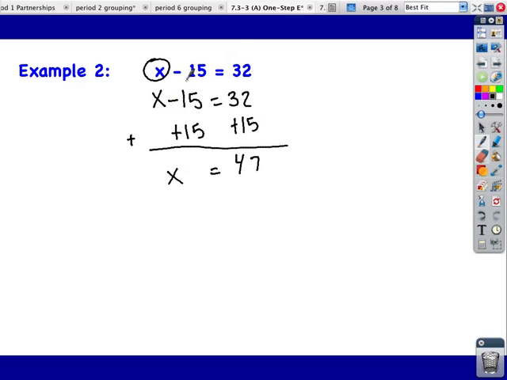So again, we did the opposite. It was subtract 15, so we added 15 to both sides. Remember, whatever you do to one side to get x by itself, you have to also do to the other side, because an equation is like a balance.